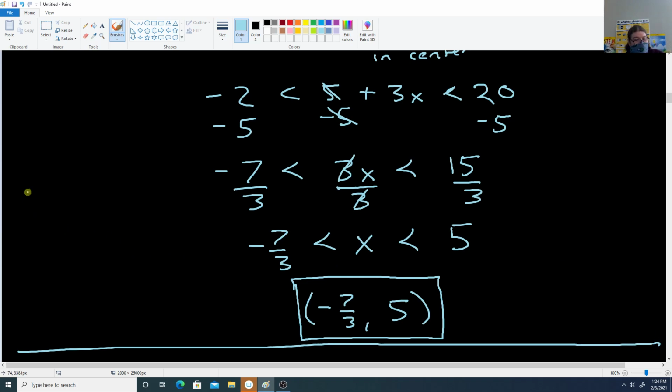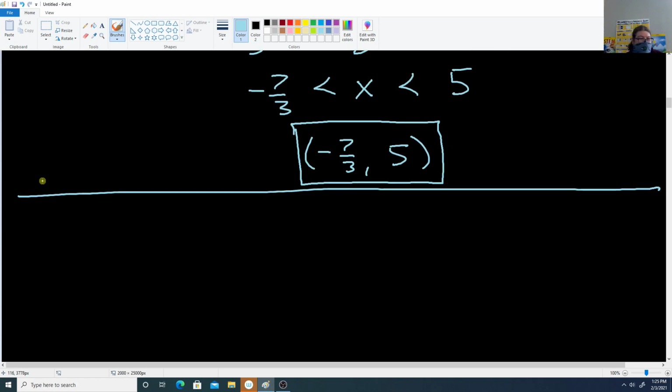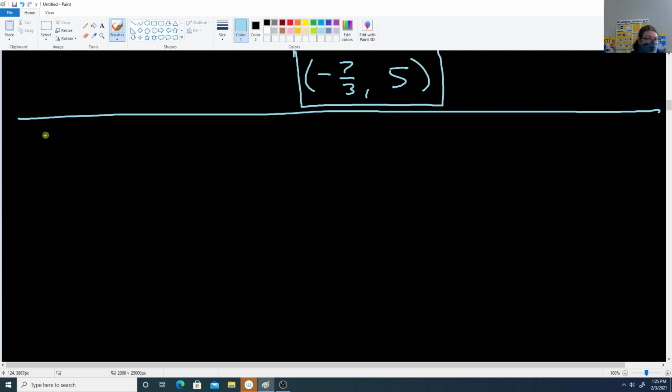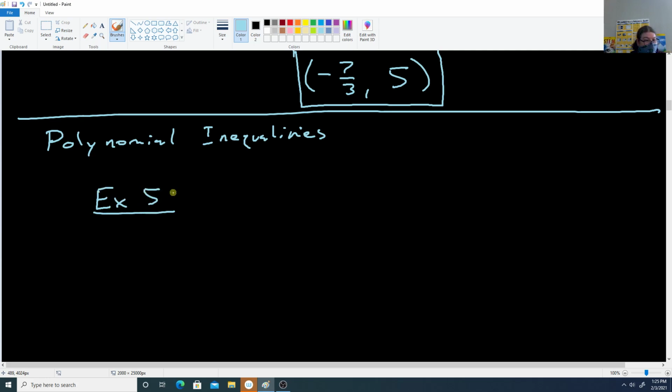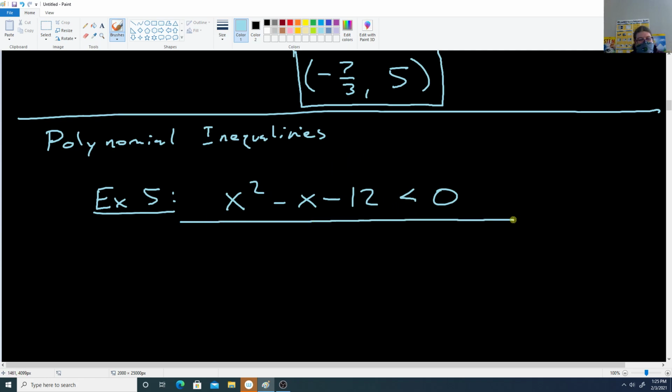Okay, then for the next example, these are going to get a little trickier. We form what are called polynomial inequalities. These work a little bit different. So this is going to be example 5. We say, suppose we had x squared minus x minus 12 is less than 0. For these, we're going to have to build a plus or minus chart sort of thing. And the tip-off that you're going to do this is you see that the x is squared. You have x squared involved.